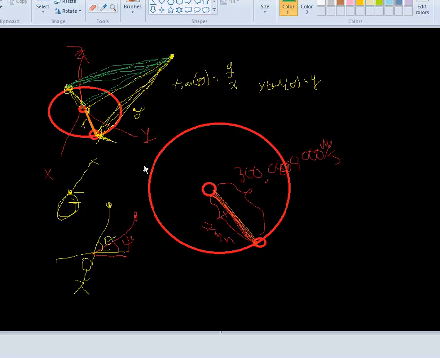And using the sun as a reference point for the base of the hypotenuse, and the Earth's radius itself as your second base of the hypotenuse for your second angle.